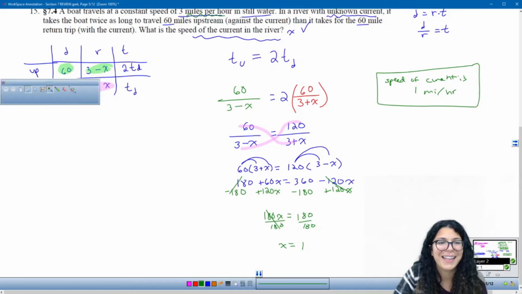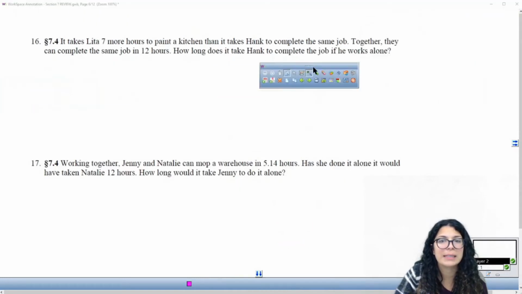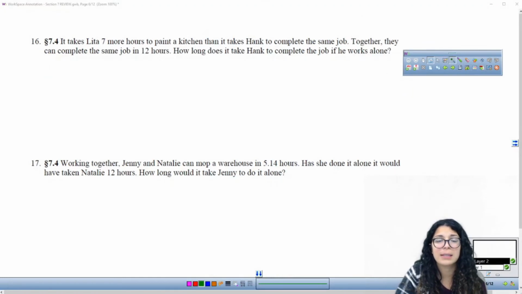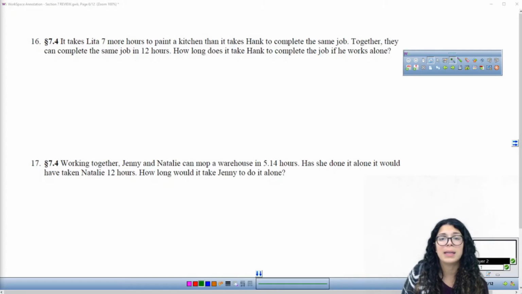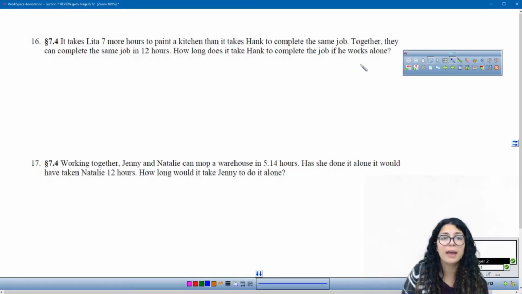All right, let's go ahead and move on to number 16. So on number 16, it says it takes Lita 7 more hours to paint a kitchen than it takes Hank to complete the same job. Together, they can complete the same job in 12 hours. How long does it take Hank to complete the job if he works alone?